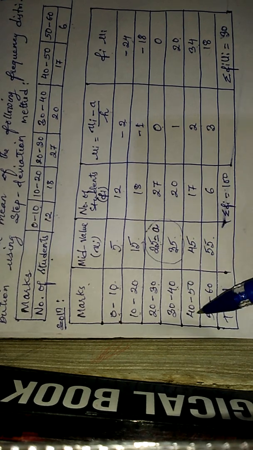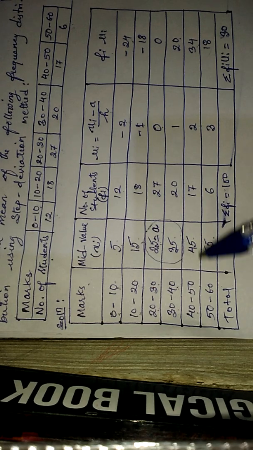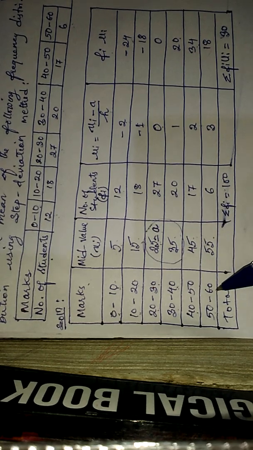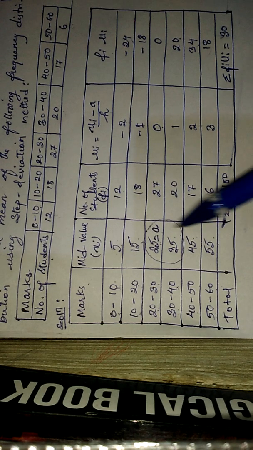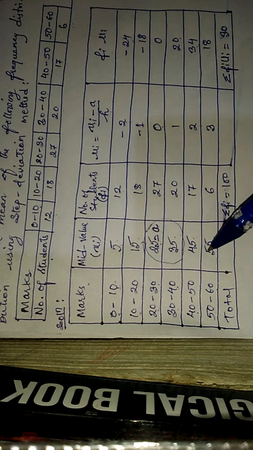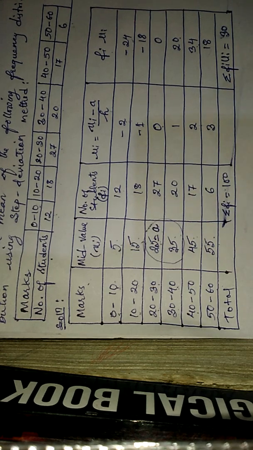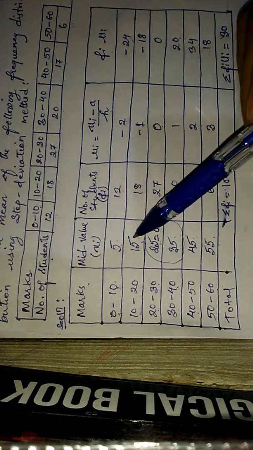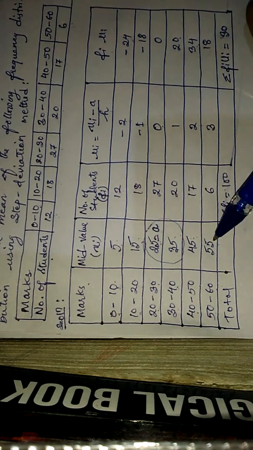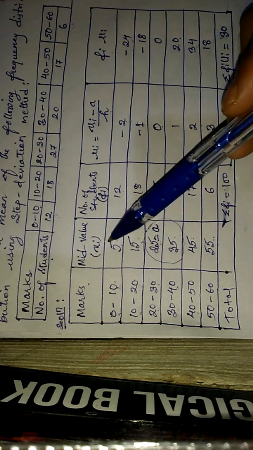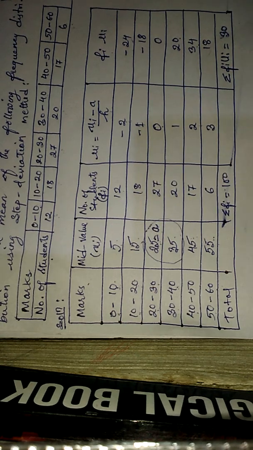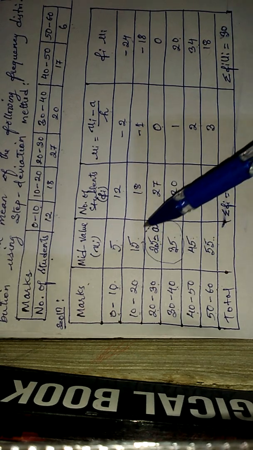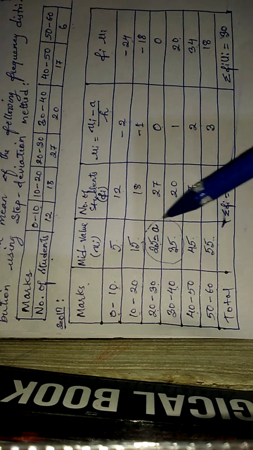From these mid values we have to assume the middle one as our assumed mean. So count the number of mid values: 1, 2, 3, 4, 5, 6. We have 6 mid values. The number of mid values in this question is even. In this case you can take the two middle values, and from these two you can assume either one as our assumed mean. Let's assume 25 as our assumed mean.